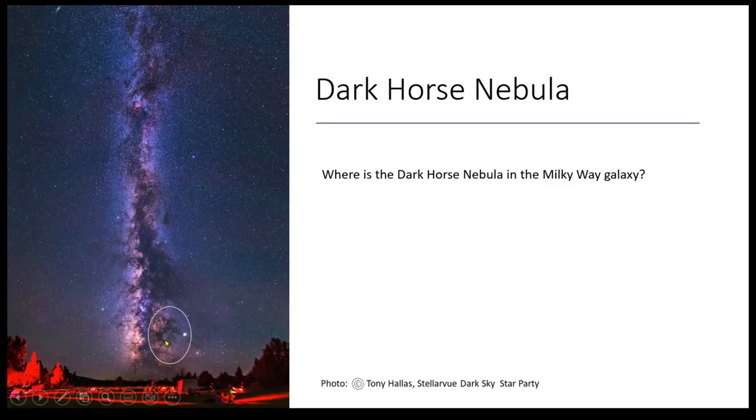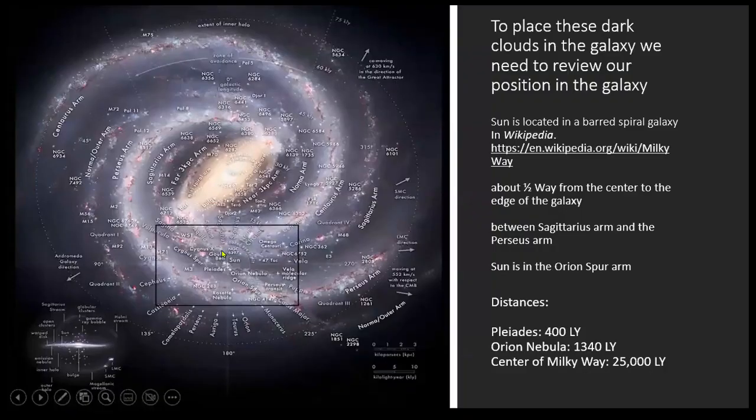And there's the features we talked about with the horse. Again, Jupiter's there, right? Just happened to be in that part of the zodiac at that time. So Dark Horse Nebula. Now, where is the Dark Horse in the Milky Way Galaxy? In order to look at that, let's review the Milky Way Galaxy for a little bit.